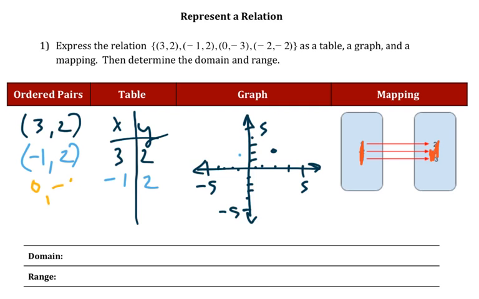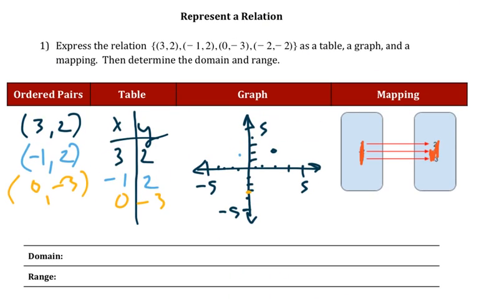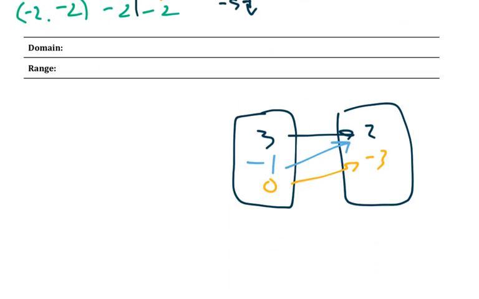0, -3, so I'm moving on to that term. And then here's 0, -3. And then for the mapping, 0 to -3. The last value is -2, -2. Back 2, down 2, and then -2, -2.